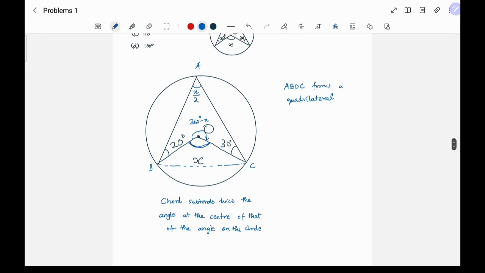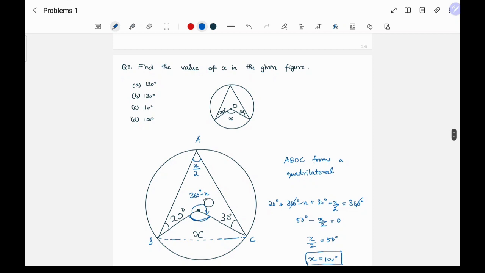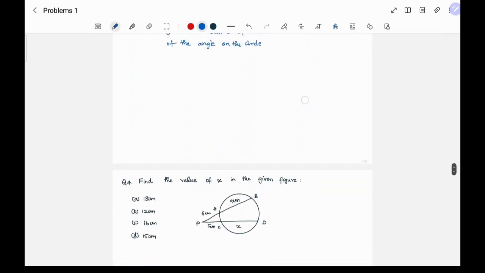So now we have all the 4 angles of the quadrilateral. We can just add them and we know what it will be equal to. 20 degree plus 360 degree minus x plus 30 degree plus x by 2 is equal to 360 degree, right? So 20 plus 30 will give you 50 degree minus x by 2 is equal to 0. So x by 2 is equal to 50 degree and x is equal to 100 degree. So we were asked to find x, which is nothing but 100 degree.